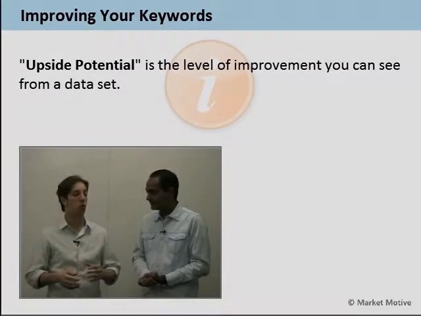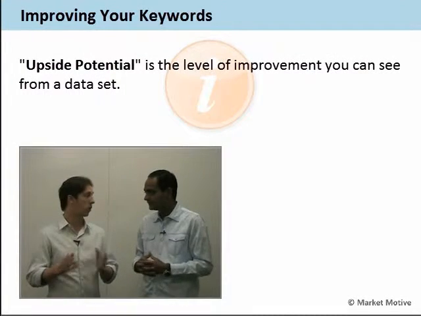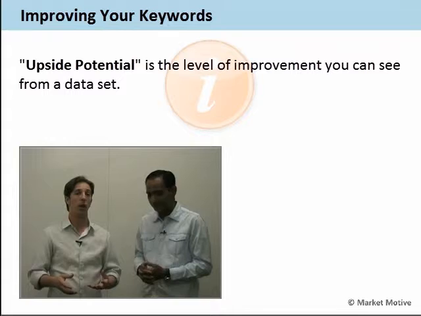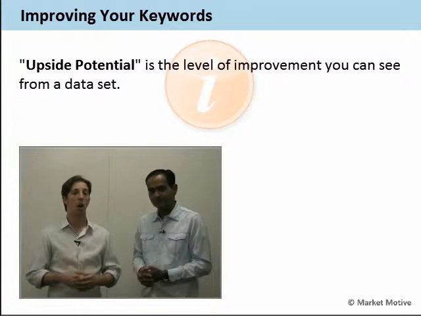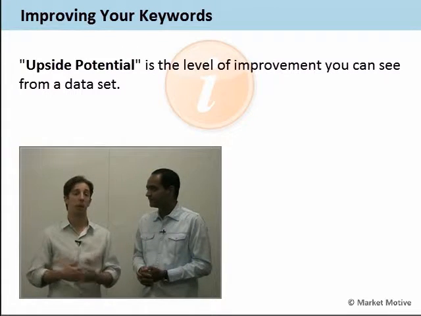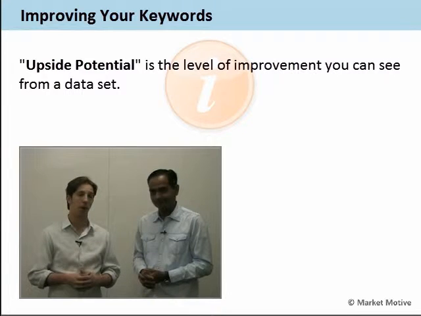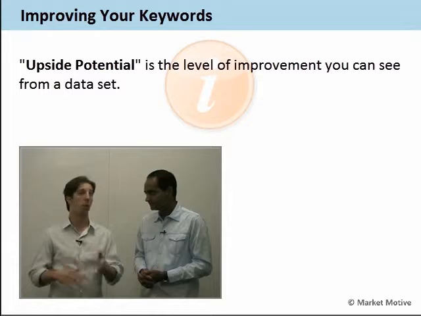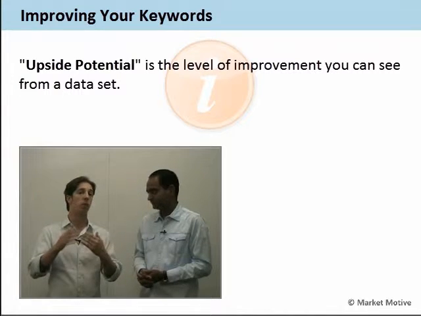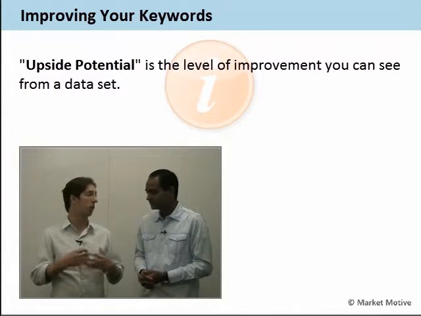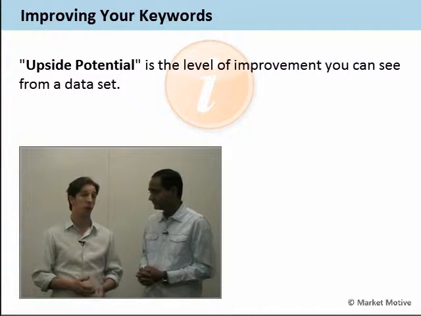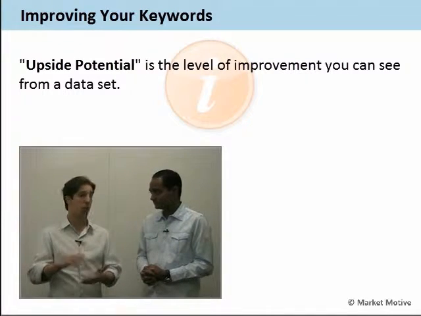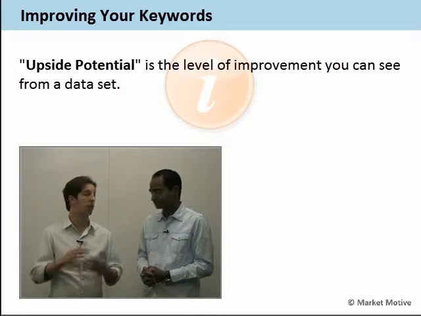So specifically to improving your keywords, as far as how and where you should start with SEO, we look at something called upside potential. So we talked about this a little bit, and if we see that our average position in Google Analytics is 7.5, and we know that if we get up into the first 3, we'll probably be above the fold and we'll get better click-through rate, and we'll do a little bit better.